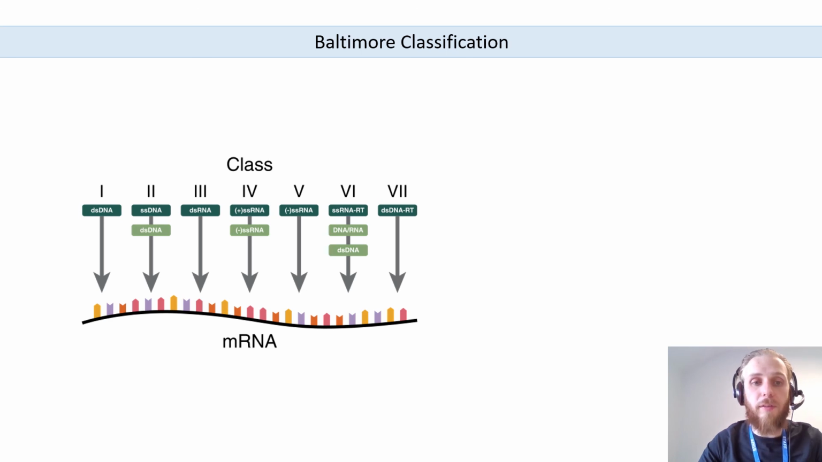Class 4, positive single-stranded RNA. Class 5, negative single-stranded RNA. Class 6, single-stranded RNA RT. RT stands for reverse transcriptase, so we're going to talk about this in later lectures. Essentially, group 6 viruses are single-stranded RNA viruses that have reverse transcriptase, so they use reverse transcriptase to produce RNA. And group 7 viruses have double-stranded DNA genomes, but they use reverse transcriptase to express that genome, so to produce the RNA.